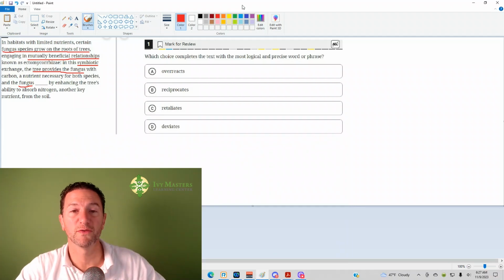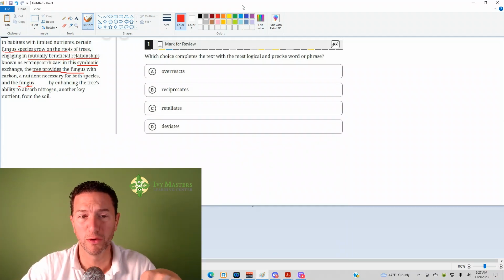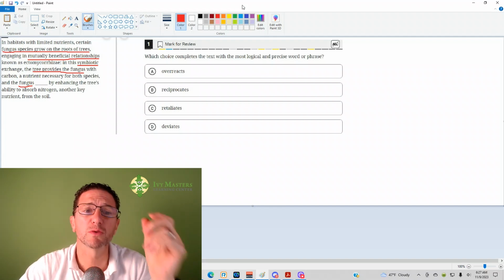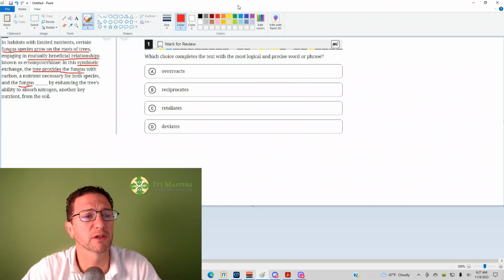This is the first question from the digital SAT test one module 2 that's from the Bluebook app, the harder set of reading and writing questions. Number 2 reads, which choice completes the text with the most logical and precise word or phrase?